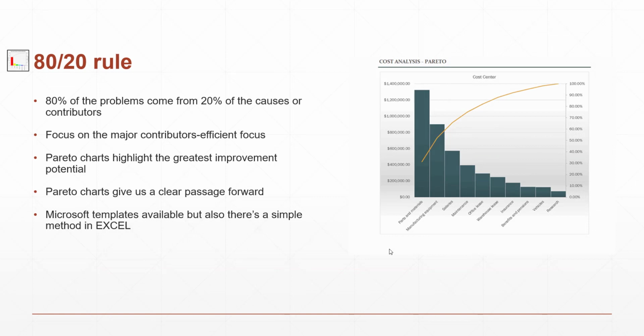I'm sure you've heard of the 80-20 rule. This basically says that 80% of the problems come from 20% of the causes. So we focus on the 20%, we fix the bulk of the problems. It's all about efficiency. We do the minimum amount of targeted work to achieve maximum results.